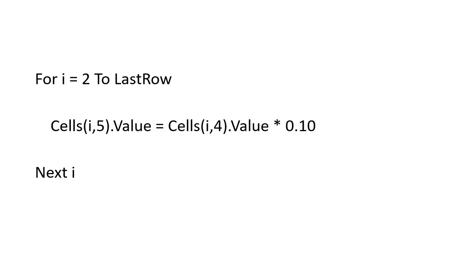Let's look at this example again. Imagine you are building a payroll system and every employee salary is stored in column D. Instead of calculating each employee manually, you would write For i = 2 To lastRow, Cells(i, 5).Value = Cells(i, 4).Value * 0.10, Next i. Now, VBA can calculate tax for every employee automatically. That's the power of loops.